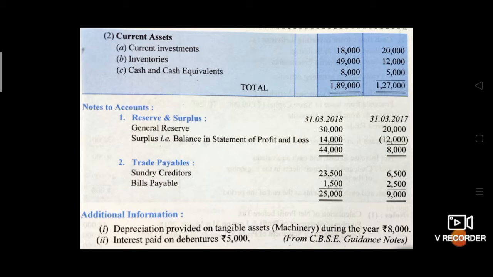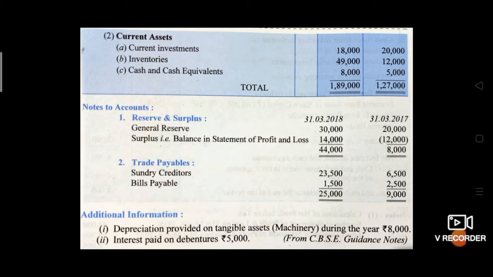Okay. Now trade payables. As I have discussed earlier, there are 2 points, obviously, sundry creditors and bills payable. In sundry creditors there is increase and in bills payable there is decrease. Okay. So ते वर्किंग कॅपिटल चेंजेसमध्ये येईल.